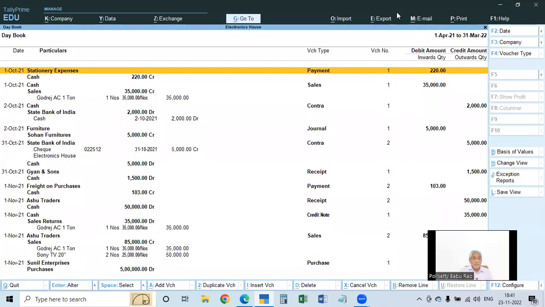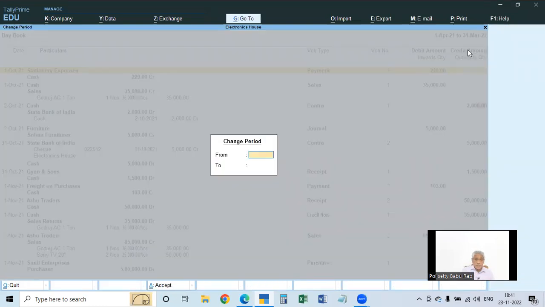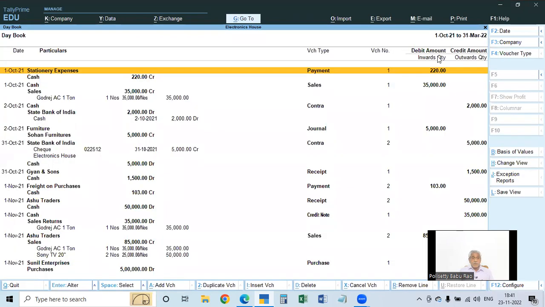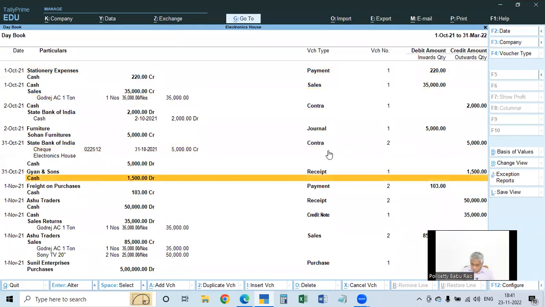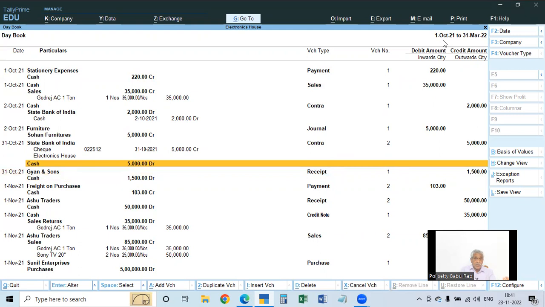If you click this, it gives 1st April to 31st March, but sorry, don't remove; we have to take from 1st October 21 to 31st March 22. You're making entries only from 1st October. All the other reports will be from 1st April, because we don't know the details before 1st October, that is up to September. We know only balances. All these details cannot be displayed. That is why we're taking the debit from 1st October to 31st March.